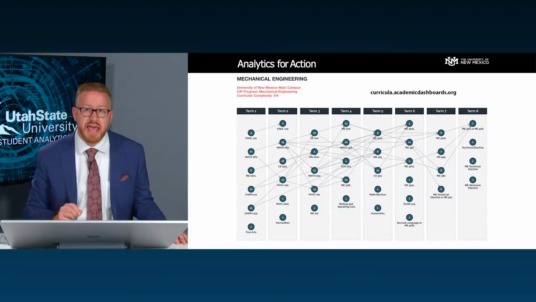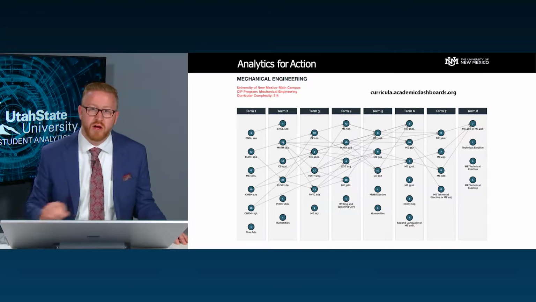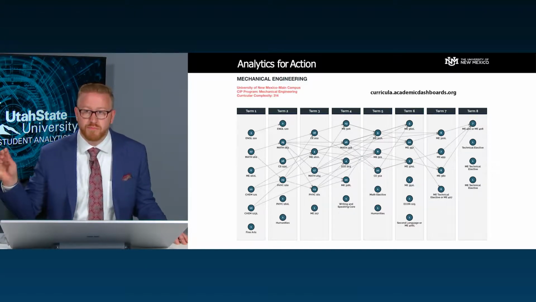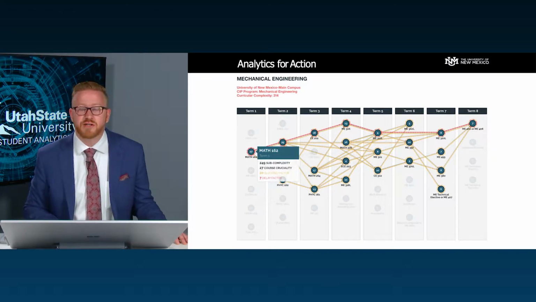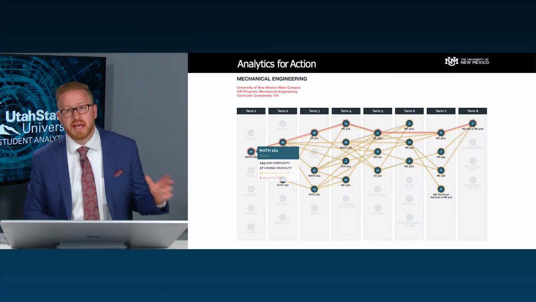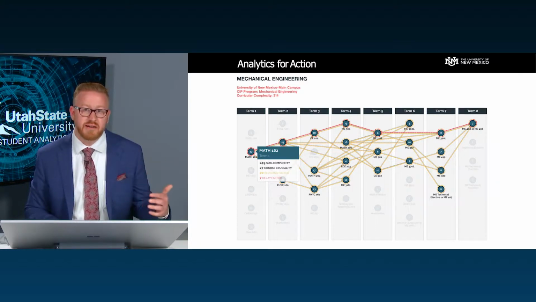So you can see this is a mechanical engineering program from the University of New Mexico. And the 8 terms have been articulated. All the prerequisite and co-requisite relationships are articulated. And then as you hover on any given course, in the software, it will show you kind of the complexity, the delay factor. And these are metrics that allow you to start to think that, well, is there a better way of doing this?